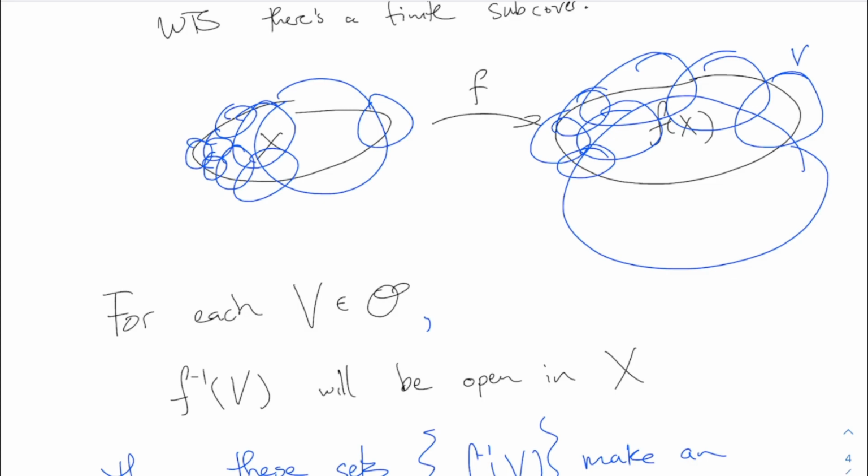Great. I hope that makes sense. You have infinitely many over here. You bring them back here. There's still infinitely many of them, but since X is compact, you only need to use finitely many of them. Then you choose those same finitely many over here, and that is your finite subcover.